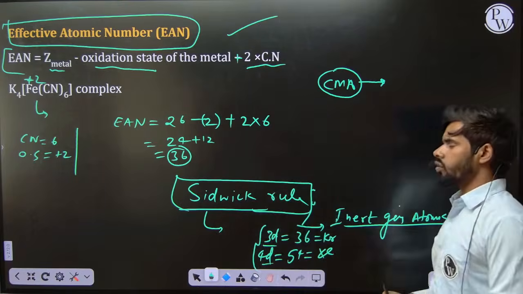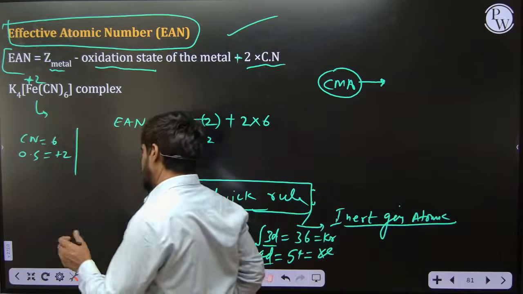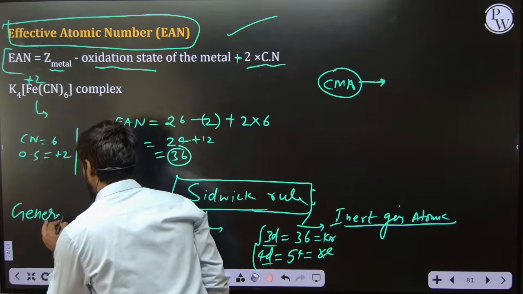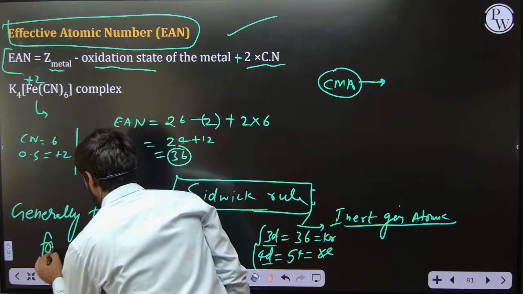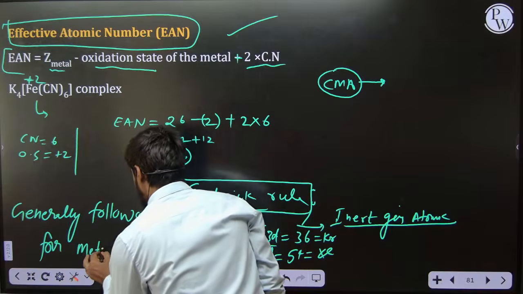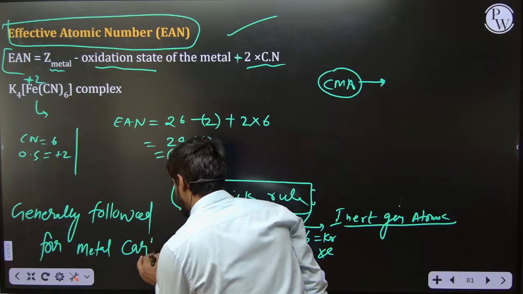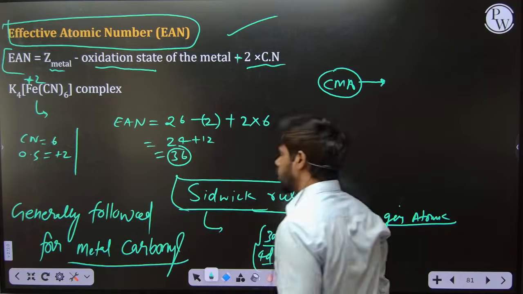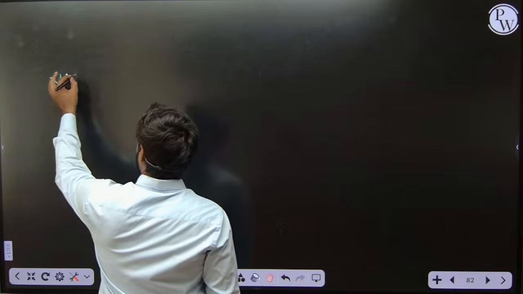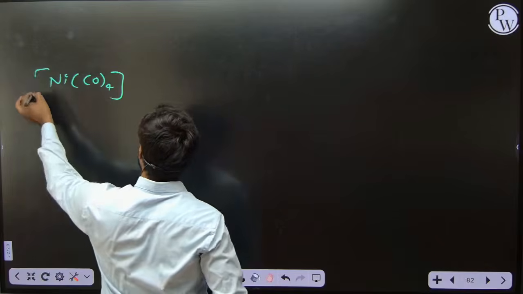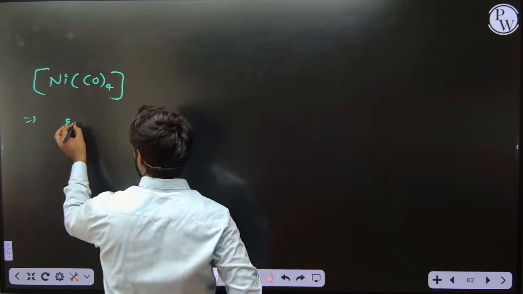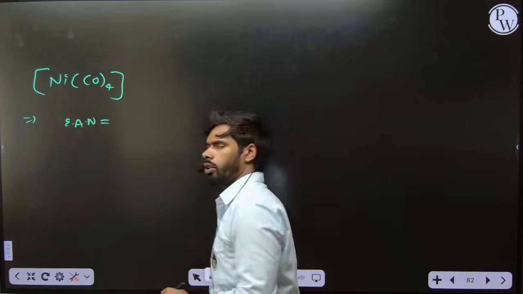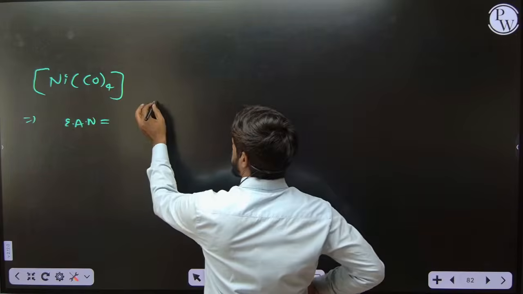The EAN rule is not followed in all complexes. Generally it is followed for metal carbonyls. For example, Ni(CO)4. So you can find the EAN value of this complex, the effective atomic number of the complex. Nickel, what is its Z value?